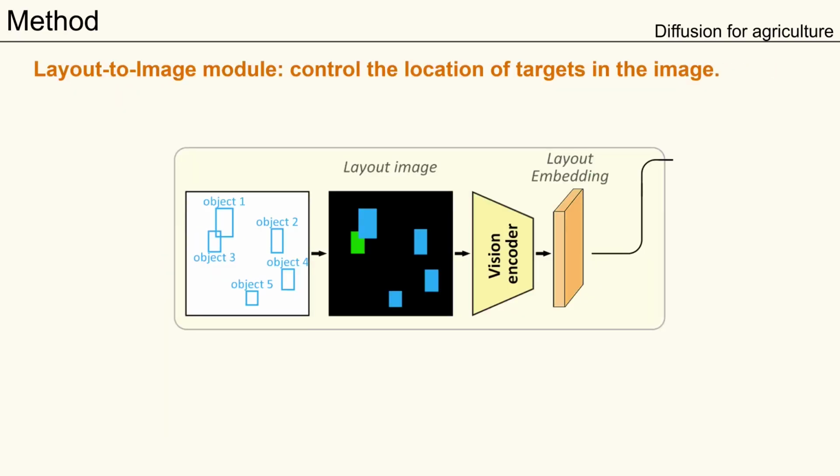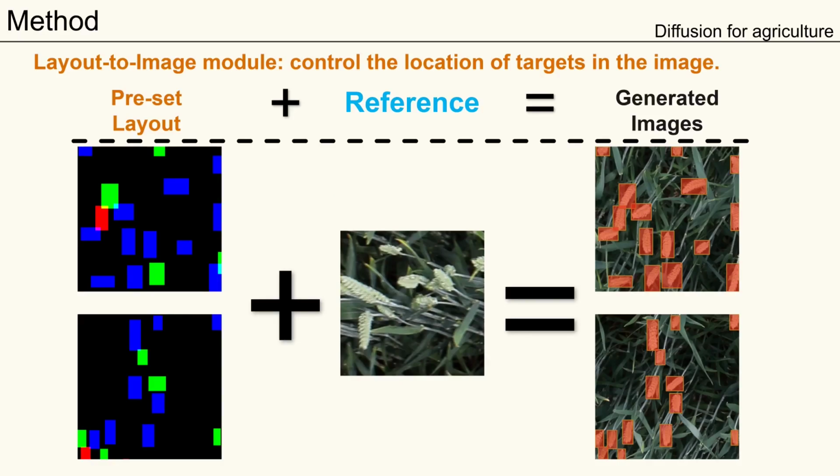First is the layout-to-image module. It can control the location of targets in the generated image. As can be seen, the position of wheat heads in the generated image is the same as what we preset here under our control. This module allows us to randomly generate labels or layouts, and then use the labels to control the image generation, thus eliminating the need for manual annotation.